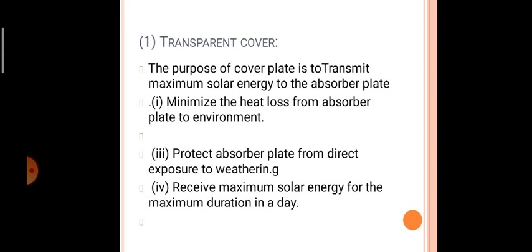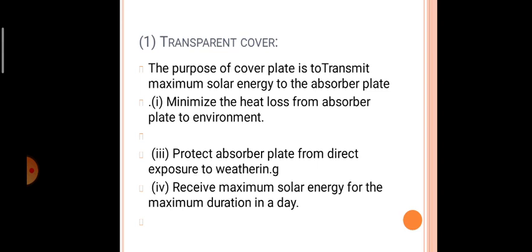Transparent cover. The purpose of a transparent cover is to transmit maximum solar energy without causing damage to the flat plate collector. It should also minimize the heat losses from the absorber towards the environment. That is, in windy seasons, the heat energy should not be carried out into the atmosphere due to the flow of winds.